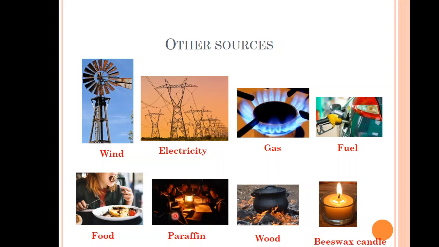using a paraffin lamp. And then food is also a source of energy because if we eat our food, we get energy, and then we'll be able to do our schoolwork or do some activities or running or do exercises. Food is also a source of energy because it's from the food that we eat we get our energy.